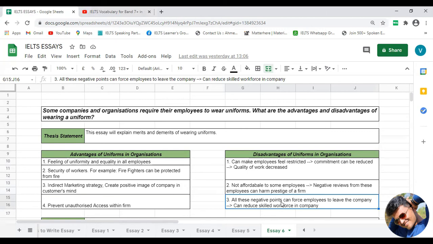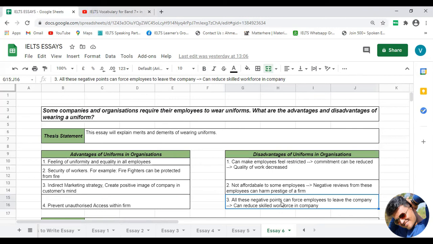Ultimately there will be a scarcity of employees, fewer skilled employees will remain in your organization, which will again become harmful for the overall work of your company, and the business of your company will be reduced. So that is the ultimate result.